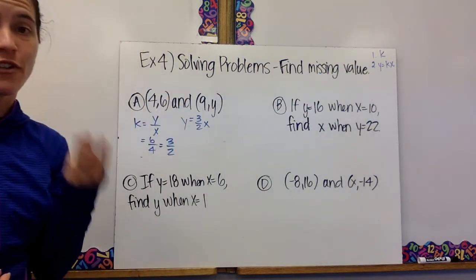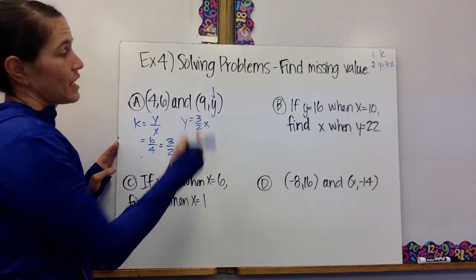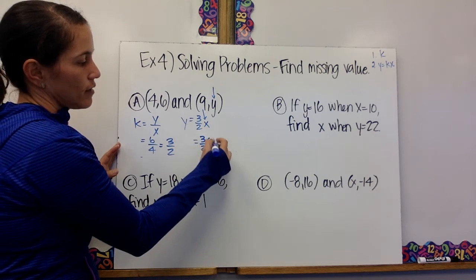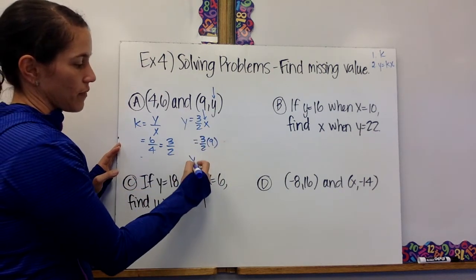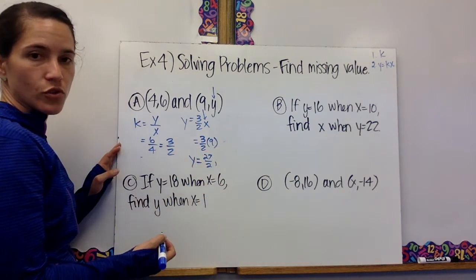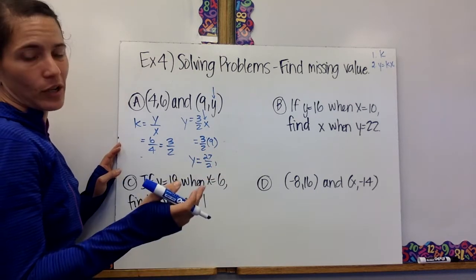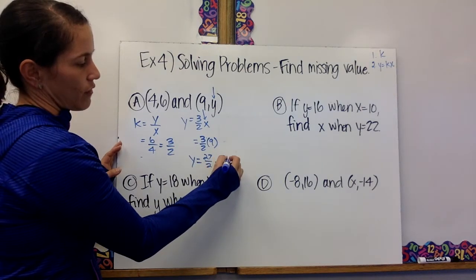Now number 3 is to finish the problem. We are missing the y. We know our x is 9, so we're going to type that into the equation, and our y value is 27 over 2. 9 times 3 is 27, divided by 2, or if you're going to put it into a decimal, it's going to be what, 13.5 maybe?